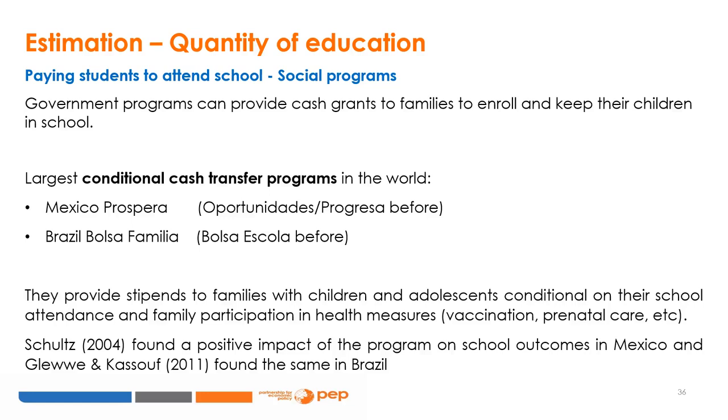Mexico's social program Prospera and Brazil's social program Bolsa Familia are the largest conditional cash transfer programs in the world. They provide stipends to families with children and adolescents, conditional on their school attendance and family participation in health measures, for example, vaccinations, prenatal care, etc. Schultz, 2004, found a positive impact of the program on school outcomes in Mexico, and Glewwe and Kassouf, 2011, found this in Brazil as well.